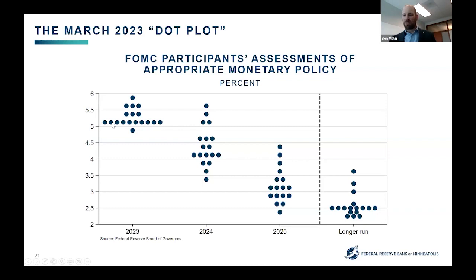Each one of these dots represents one policymaker and their entry for the appropriate federal funds rate, say in this first column at the end of this year. And so what do you see? The median, and also the mode in this case, the most policymakers had an expectation that 5.1% would be the appropriate rate at the end of this year. Now, there were 7 policymakers who were distributed above that level. There was 1 who was below.